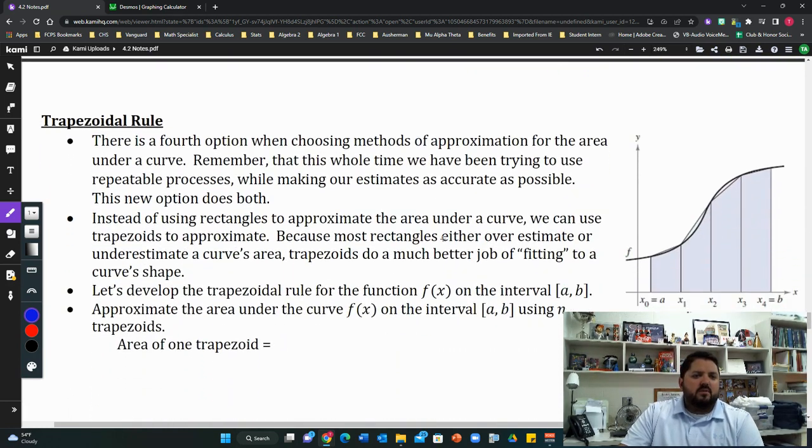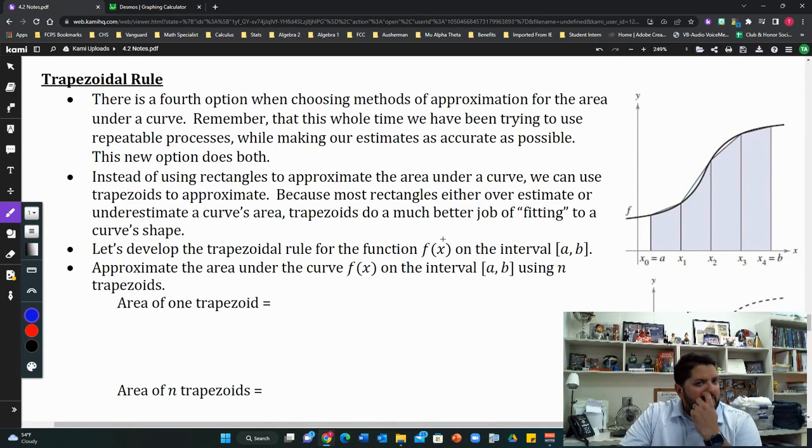So the last one, I know this is another marathon, but lots of different ways to talk about estimating these areas. So for the last way, we look at what is definitely the most accurate of all these methods, but it's also the most difficult. It's a more difficult formula because it's a more difficult shape to work with. So that is the trapezoidal rule.